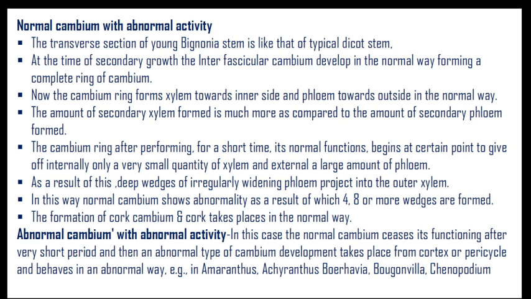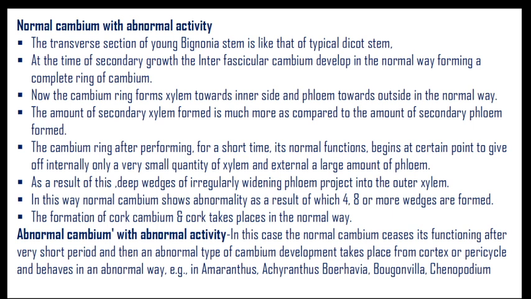The transverse section of a young Bignonia stem is like that of a typical dicot stem, but at that time secondary growth in the interfascicular cambium develops in the normal way, forming a complete ring of cambium. Now the cambium ring forms xylem towards the inner side and phloem towards the outside in the normal way. The amount of secondary xylem formed is much more as compared to the amount of secondary phloem formed.